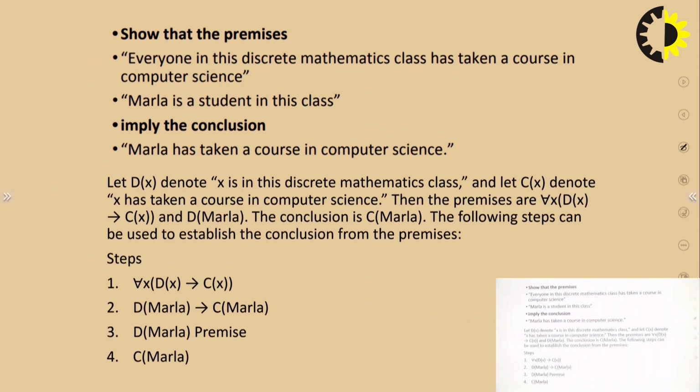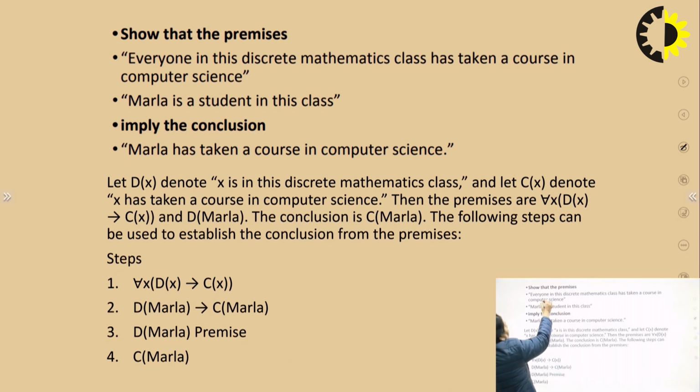Next, show the premises imply the conclusion. What is the premise? Everyone in the discrete mathematics class has taken a course in computer science. And next, Marla is a student in this class. This implies the conclusion: Marla has taken a course in computer science. How can we write it?